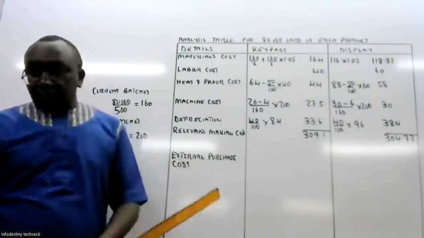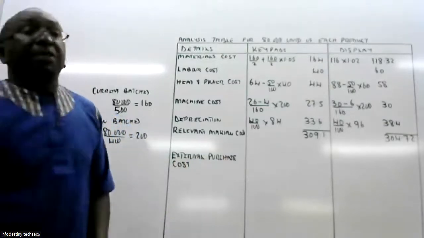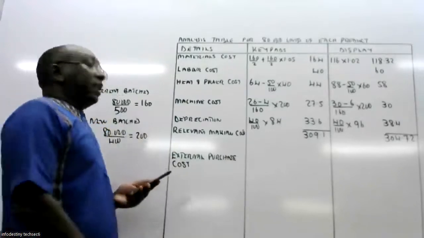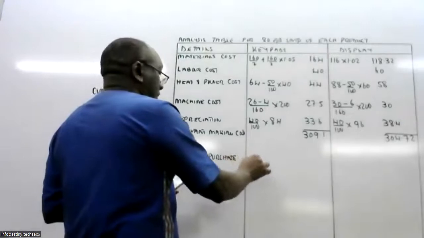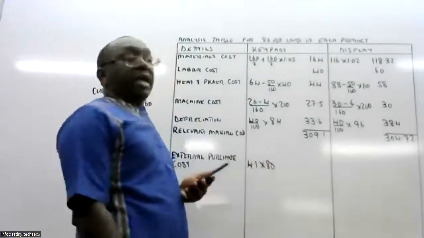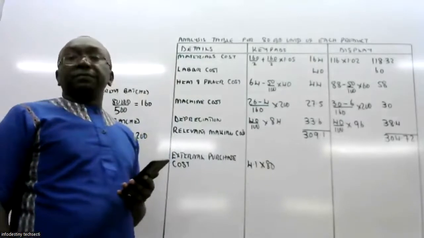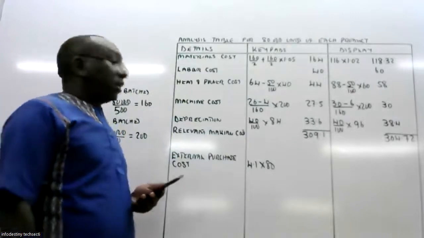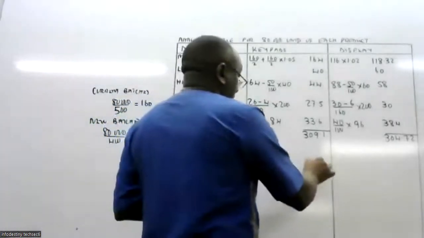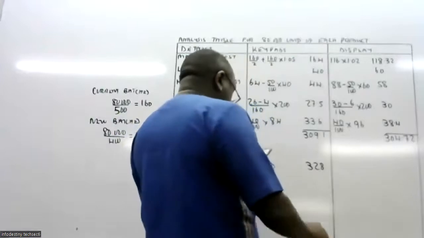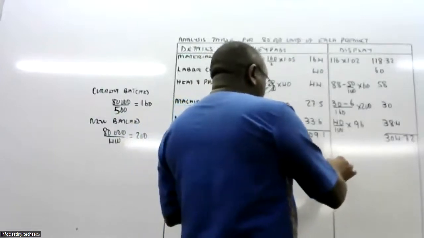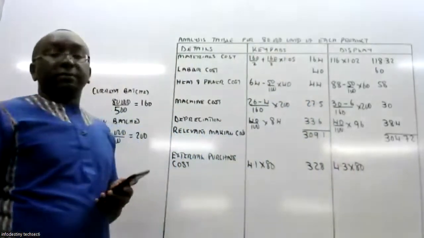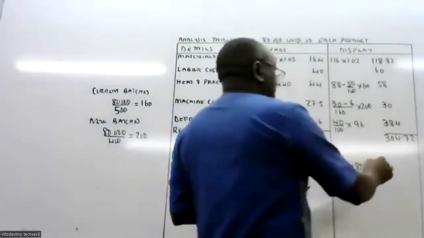If you look at the question up there in the first paragraph, they had said keypad, we shall get one at 4.1. So 4.1 times 80 is how much? $328. And this other one is 4.3 times 80. 344.